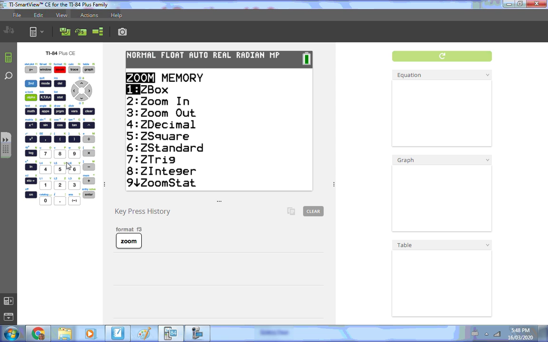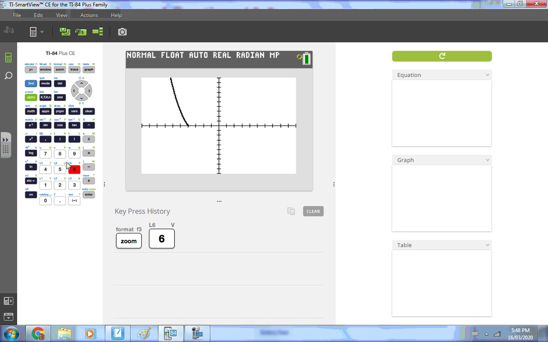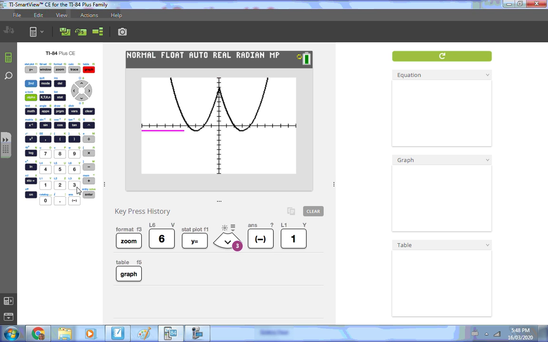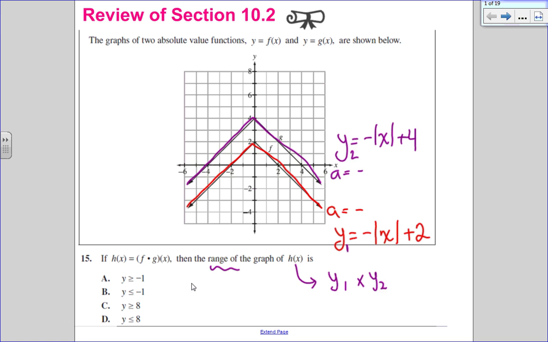So I want to do that with a standard window setting, so I'll just do a zoom 6. And there's my graph, and you can see it's a really weird graph, a little W there, which is why I wanted to look at this graphically, because absolute values are always a little tricky. So I can see here that it looks like my lowest point is at -1. Just to illustrate that to you, I'll graph that horizontal line at -1. And you can see that that is in fact at -1. So it looks like this graph here, which is the product, is everything -1 and greater. So if we go back over here, the answer to this question should now be A. y is greater than or equal to -1.